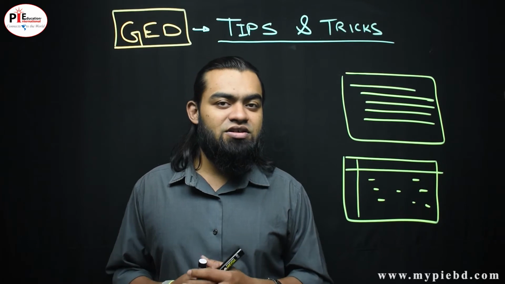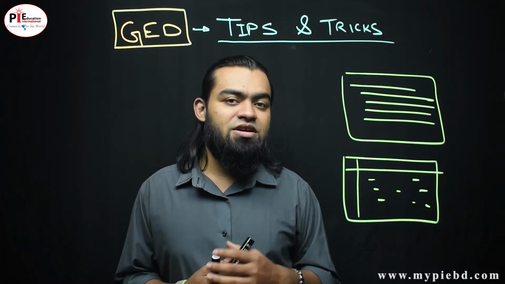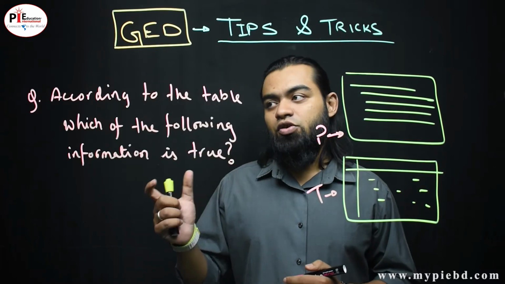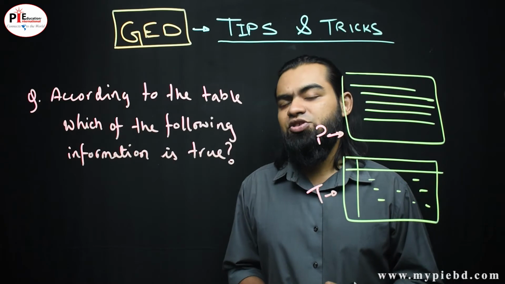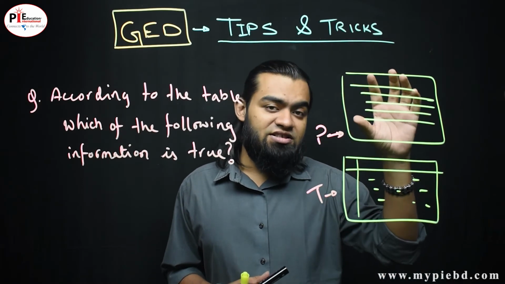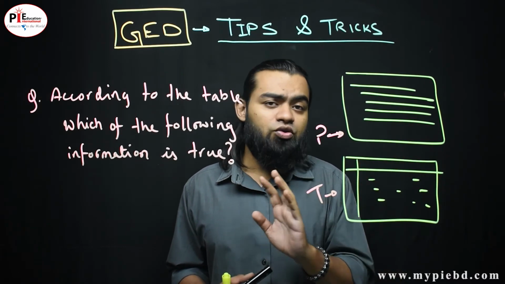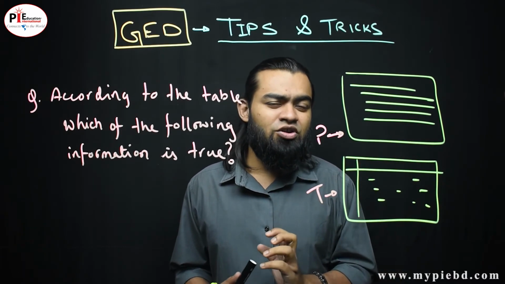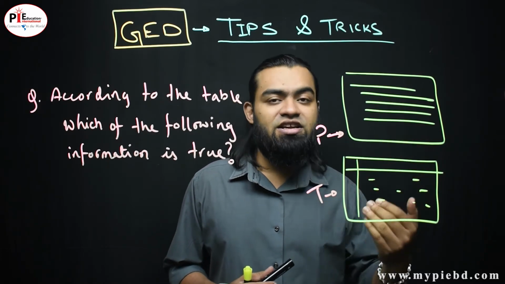So let's look at a sample question to see how these indications can help us predict our answers. So if you look at the question here, it says, according to the table, which of the following information is true? What we would usually do is we'd read the passage, understand it, go to the table, understand it, and then find our answer. But we don't want to do that because your GED test will not provide you with a luxury of time that you can invest on understanding everything.